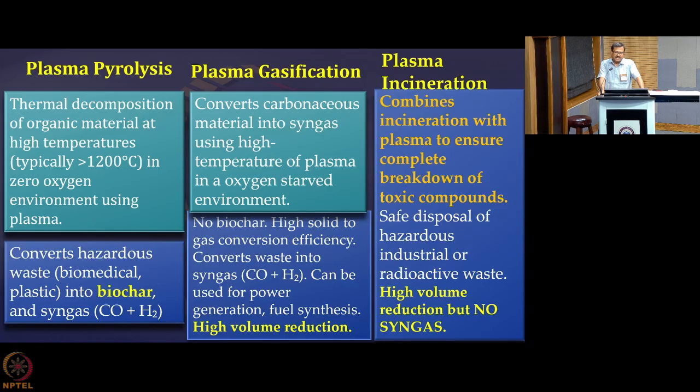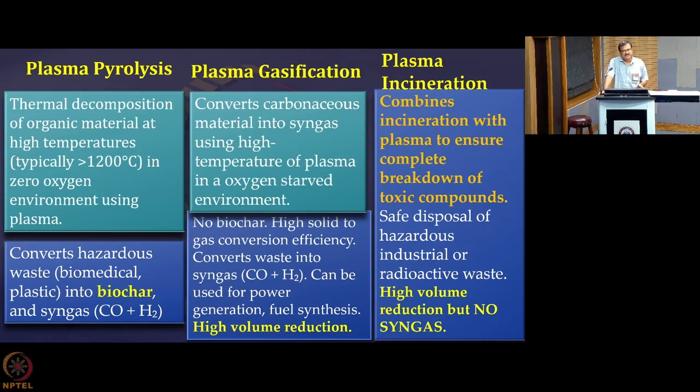Then the plasma incineration comes, where you are burning the waste, but supplying the stoichiometric requirement of oxygen. So, C is forming CO2, but the only thing is that you are doing that process at very high temperature, so you are able to break the toxic bonds. So, it is a safe way of disposal of hazardous waste. Even it can be used for radioactive waste in some cases.